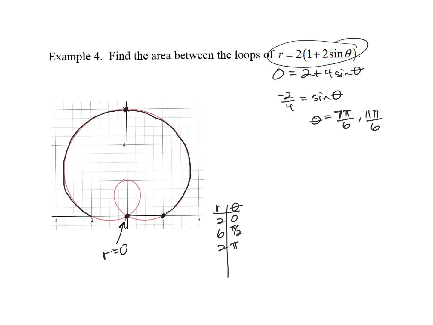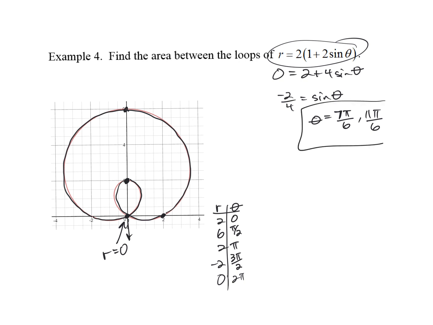And then when I plug in 3 pi halves, I get a negative 2. So 3 pi halves is looking this direction, but then it's going negative, so it's going back up to this point there. So that's looping all the way around like that. And then when I plug in 2 pi, I get back to 2. So that was the path it took on there.